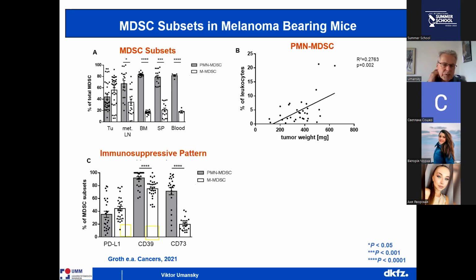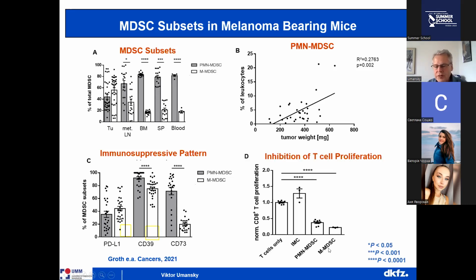When we looked at the immunosuppressive pattern, we found that the expression, for example, of PD-L1 is more or less the same. The expression of ectoenzymes is higher in PMN MDSC than in monocytic MDSC, but at the end, when we looked at the immunosuppressive activity of both subpopulations, the activity was more or less the same.